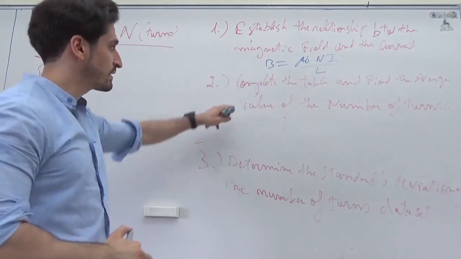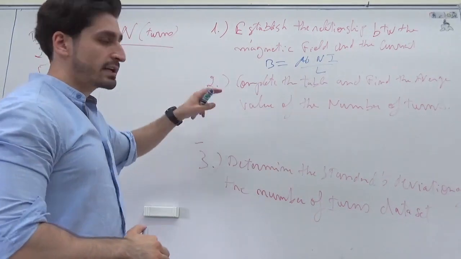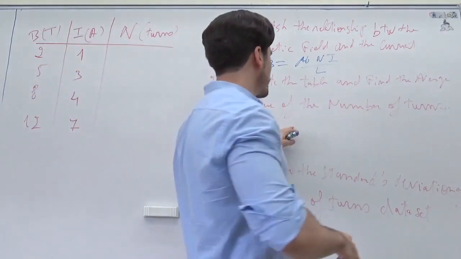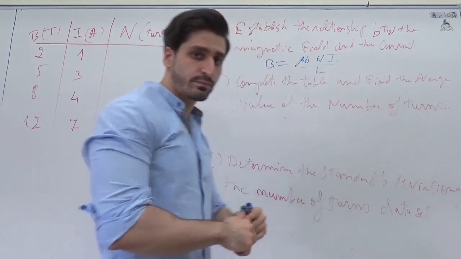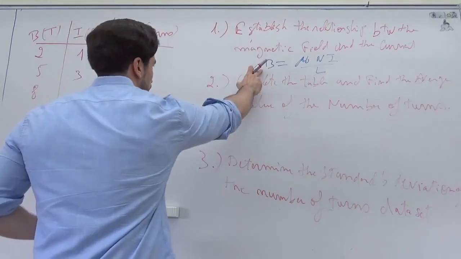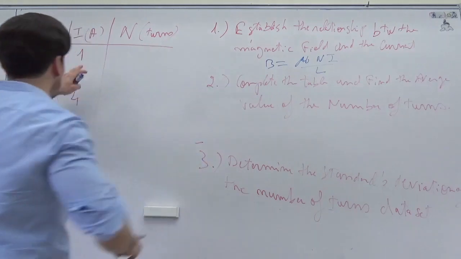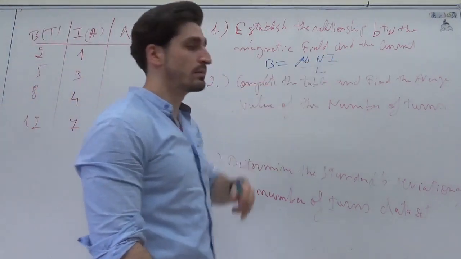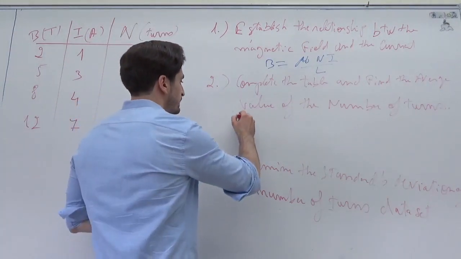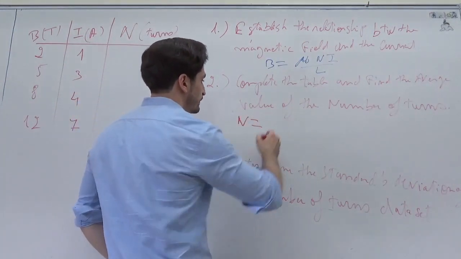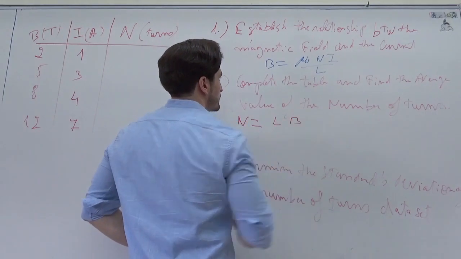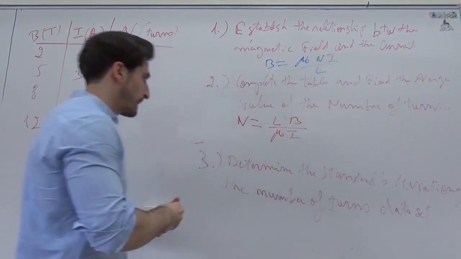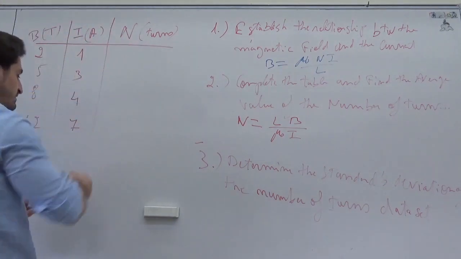So in that case, moving on to the second question. In the second question, they say that you need to complete the table, and then you need to find the average value of the number of turns. So over here, we already have values for B. We already have values for the current. We are still left to find values for the number of turns. In that case, the number of turns is equal to the length times the magnetic field over mu0 times I.